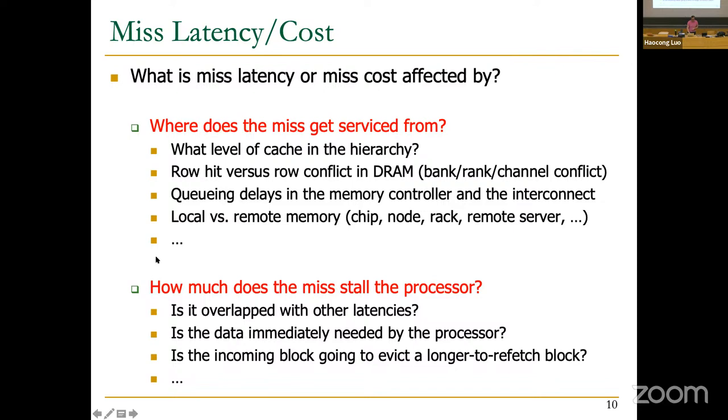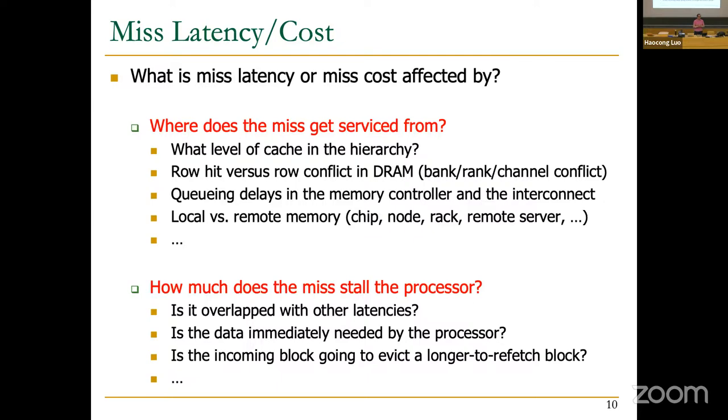And then there are also other issues that affect the cost of a cache miss. What are you going to evict, right? Is this more costly than some other cache miss, because it's going to take longer to refetch if it's needed later on, assuming that you evicted it? So you can see that once you start talking about miss latency and miss cost, this starts becoming a bit more hairy. There are a lot of different things that come into play that affect how long the cache miss takes to service, and also how much of that latency is actually exposed to the processor as stall time in the end. Does that make sense? And these are not easy to determine.